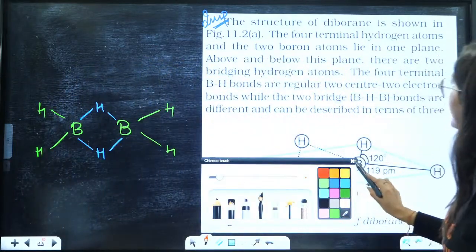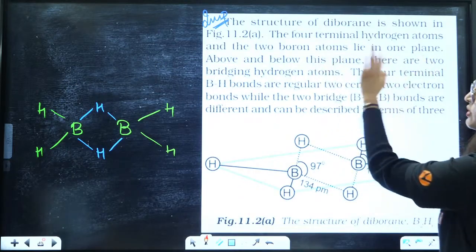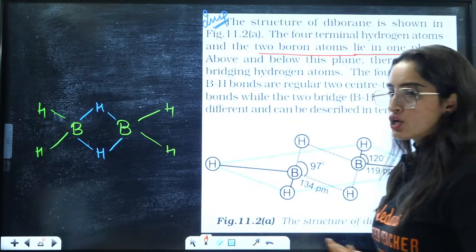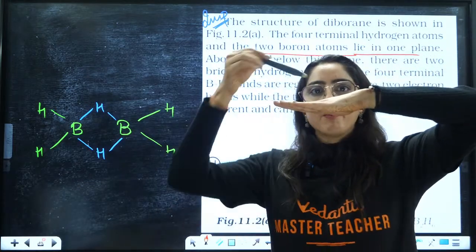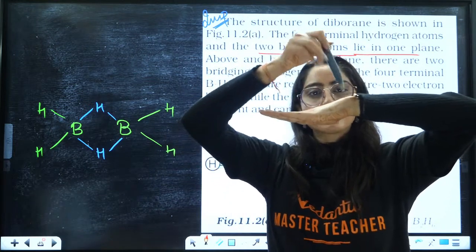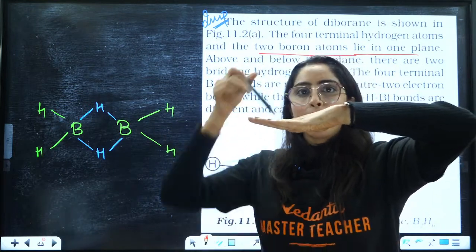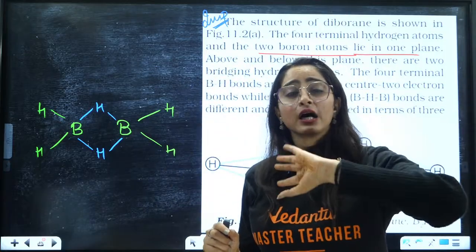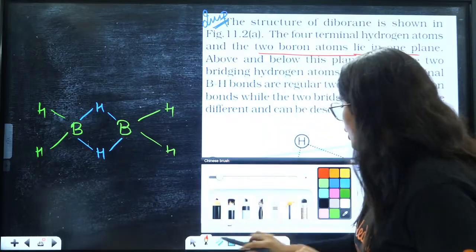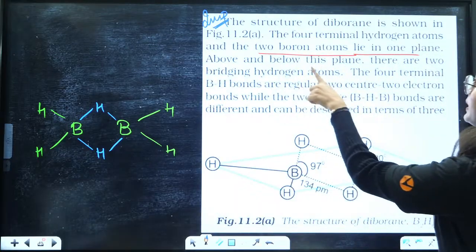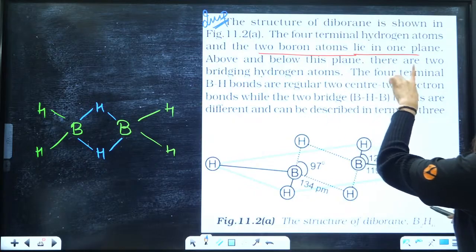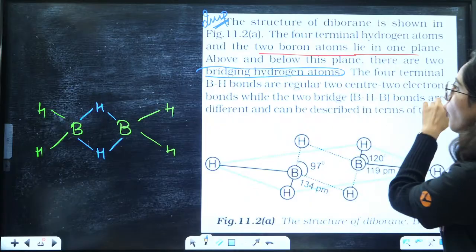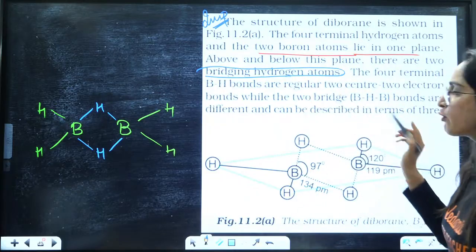Now, very important, the 4 terminal hydrogen atoms and the 2 boron atoms lie in one plane. This is one plane; boron will lie here and 4 hydrogens will lie here. But the bridging hydrogens will lie out of that plane, above and below this plane. There are 2 bridging hydrogen bonds that I have mentioned with that blue pen. The 4 terminal BH bonds are regular 2-centered bonds.